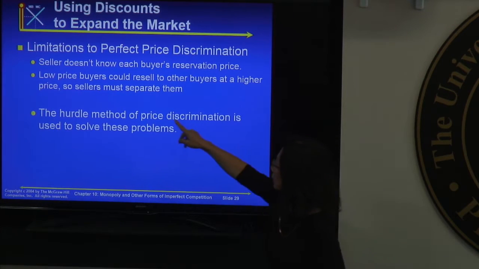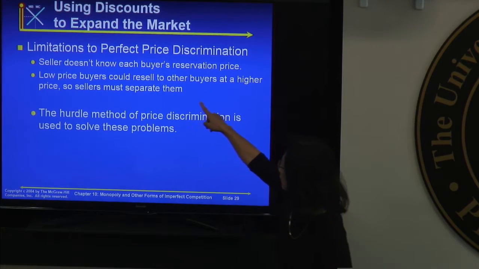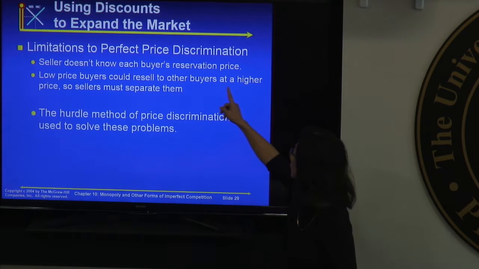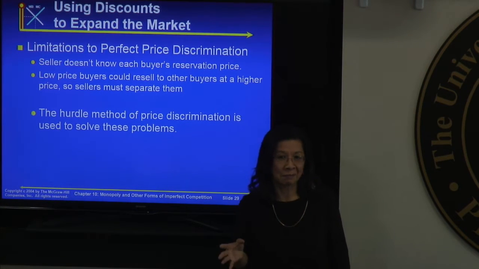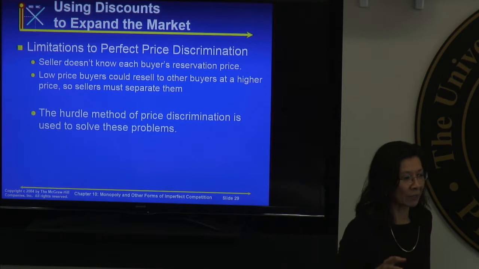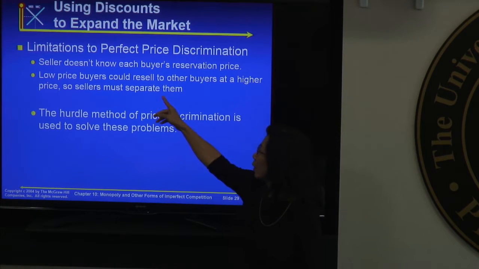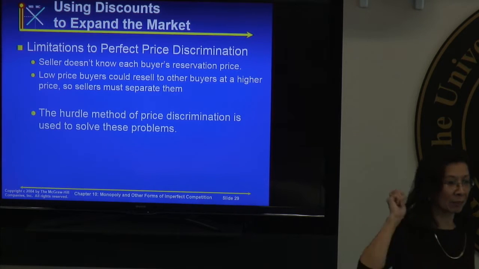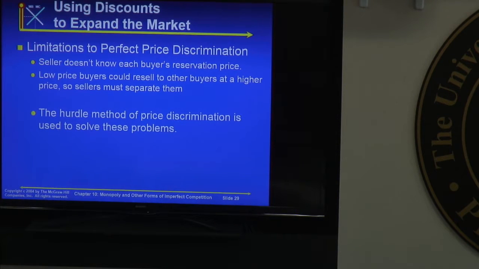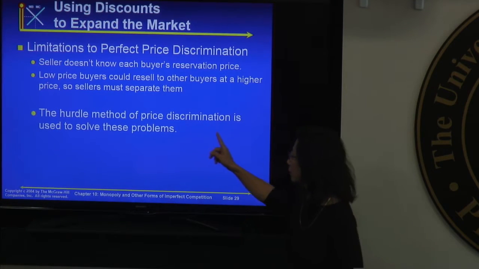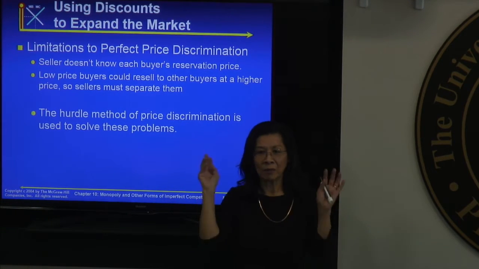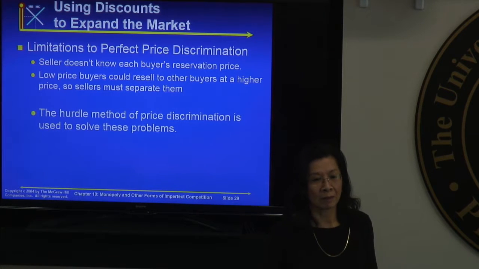So here it is. A low price buyer could resell to another buyer at a higher price. Then it breaks down. Price discrimination does not work unless the seller could separate them. So that's the next tactic that our producers and retailers out there are doing. They come up with something called the hurdle method of price discrimination. And most of you have heard about this hurdle price discrimination.